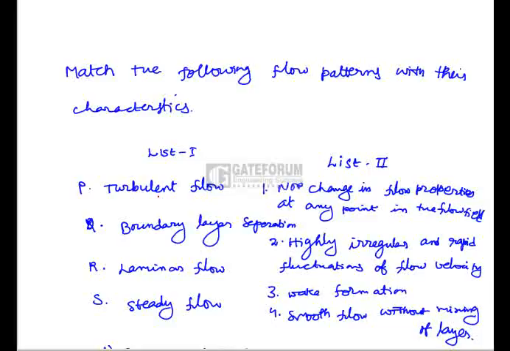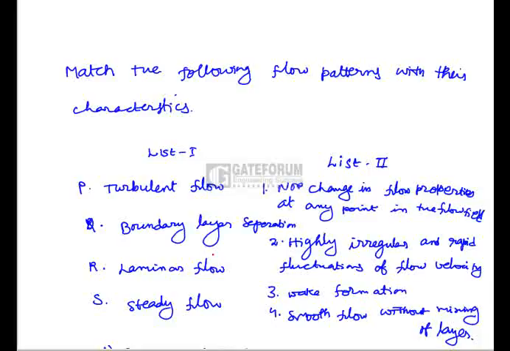First consider the first flow pattern, that is turbulent flow. Generally turbulent flow is meant for irregular flow. So here in the given options it matches with highly irregular and rapid fluctuations of flow velocity, that is P matches with 2. And consider now boundary layer separation. At the boundary layer separation there is a wake formation of the fluid, so it matches with third.